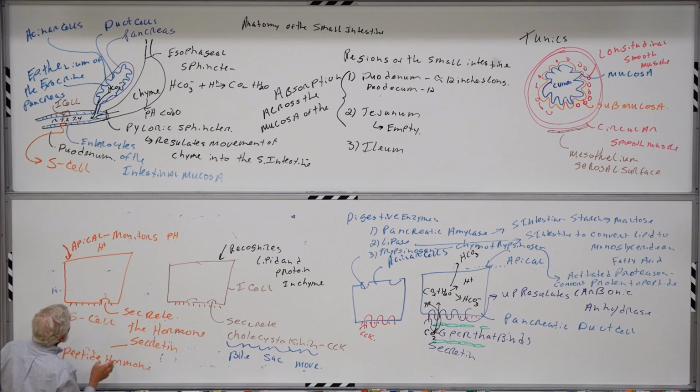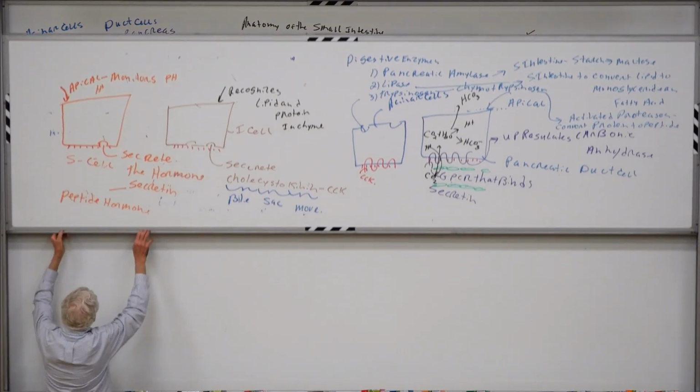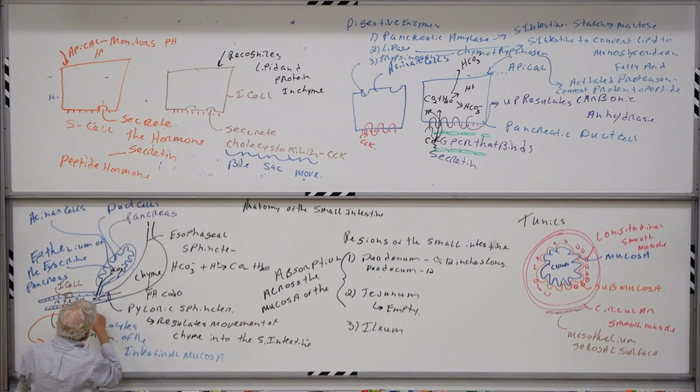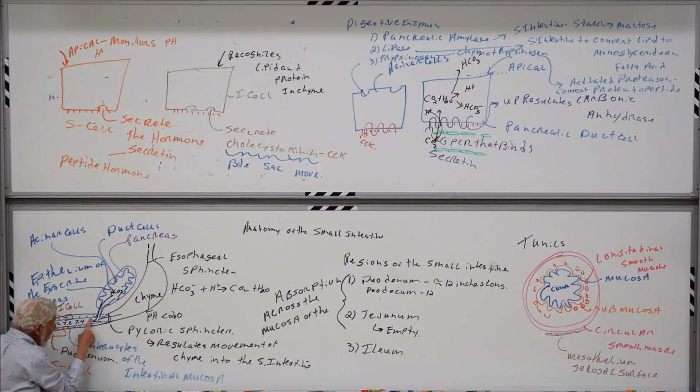But the signaling here is such that when the chyme comes into the small intestine, it tells the S cells to release secretin. The secretin binds to duct cells in the exocrine pancreas. When the secretin binds to the duct cells, we release bicarbonate to offset or neutralize the acid.